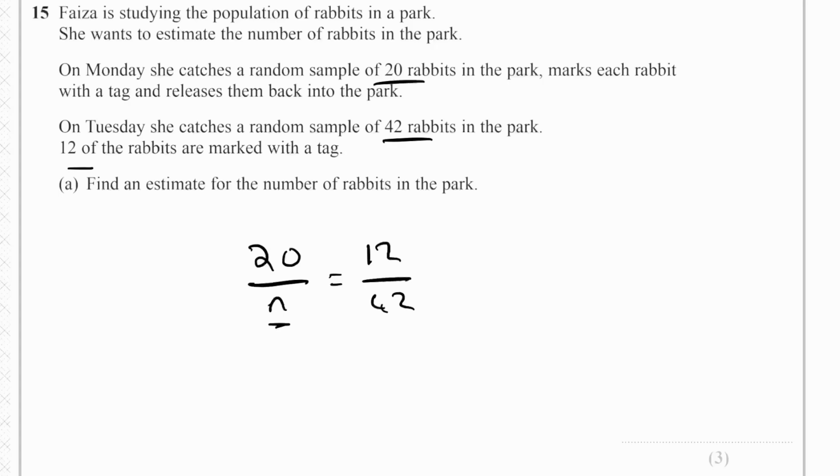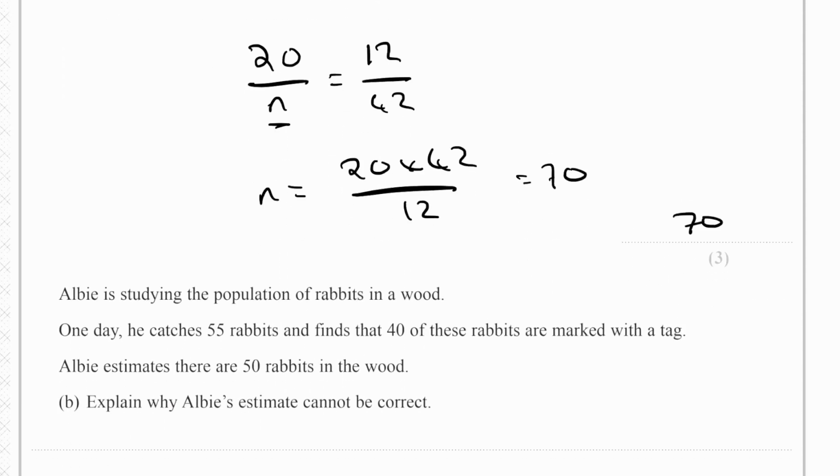So using this, we can work out what n is, and n in this case represents the total number of rabbits. So n is going to be equal to 20 times by 42 divided by 12, and if you put that into your calculator, you should get an answer of 70. Okay, so that's sampling.